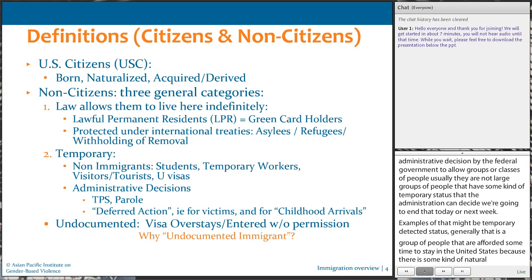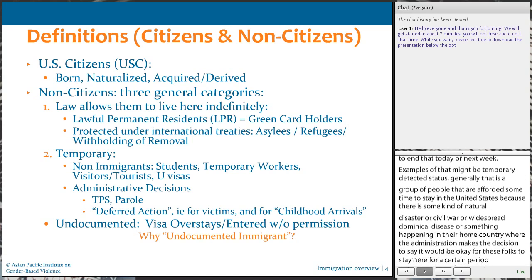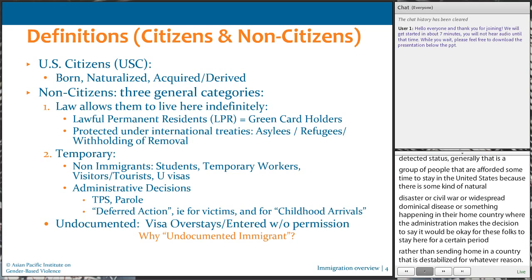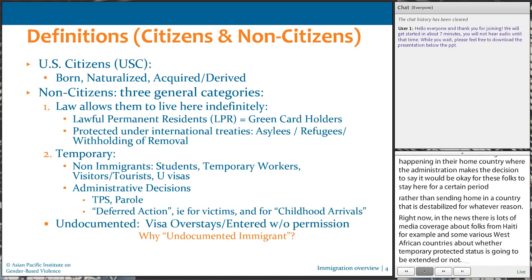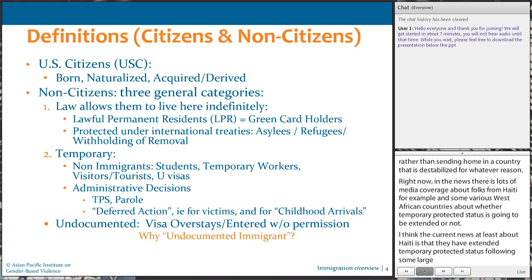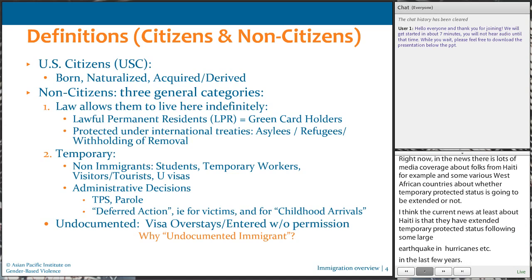And so right now in the news there's lots of media coverage about folks from Haiti, for example, and some various West African countries about whether temporary protected status is going to be extended for them or not. And so I think the current news, at least about Haiti, is that they've extended temporary protected status following some large earthquake and hurricanes, et cetera, in the last few years, and they've extended that till spring of next year, and so we'll see whether or not the administration chooses to extend that again.